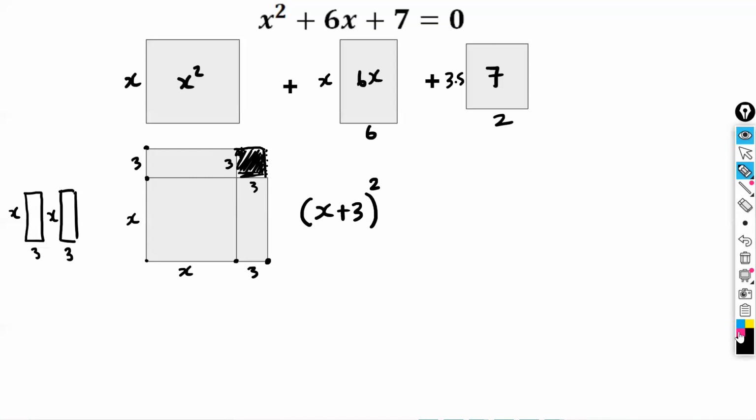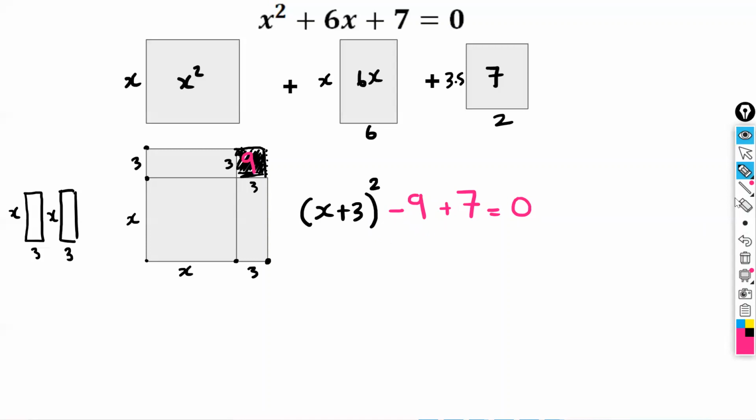And if I just use a different color pen, we can see that the area of this square is equal to 9. So what we need to do is subtract 9 away from the whole shape to get the area of the grey region. So our answer for now is going to be x plus 3 squared minus 9, and then we have this 7 here, and we will add 7, and that will be equal to 0. So we've now completed the square. This is what your answer would look like if you were to complete the square.